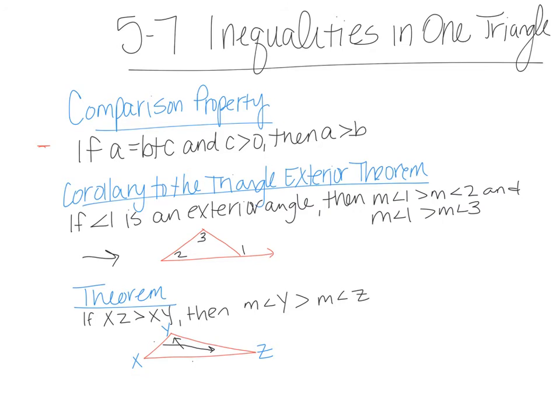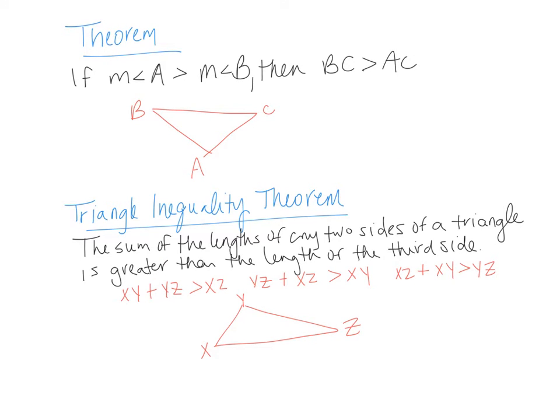The next theorem doesn't have a name either, but it says if the measure of angle A is greater than the measure of angle B, then BC is greater than AC. So if A is bigger, that's the bigger one. If A is bigger than B, then BC is bigger than AC. So angles and sides being opposite of each other do have a relationship in that manner.